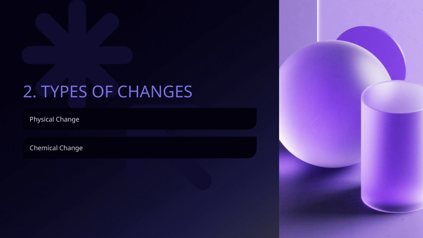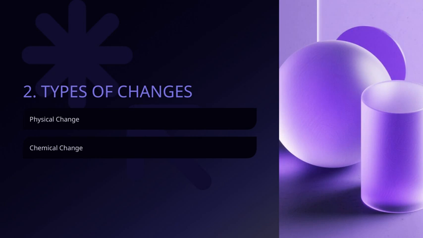On the other hand, we have chemical changes. These involve a transformation at the molecular level, creating new substances with different properties. For example, burning wood or rusting iron. These changes are usually permanent and often involve energy transfer, like heat or light. Understanding these two types of changes helps us grasp how matter behaves and transforms, which is a core part of our overall study of chemistry.